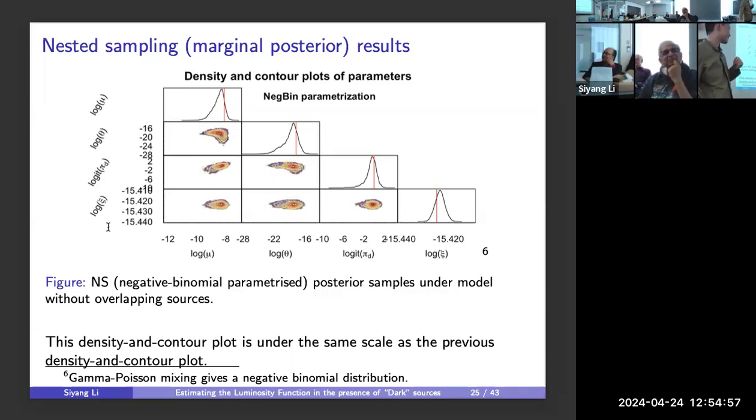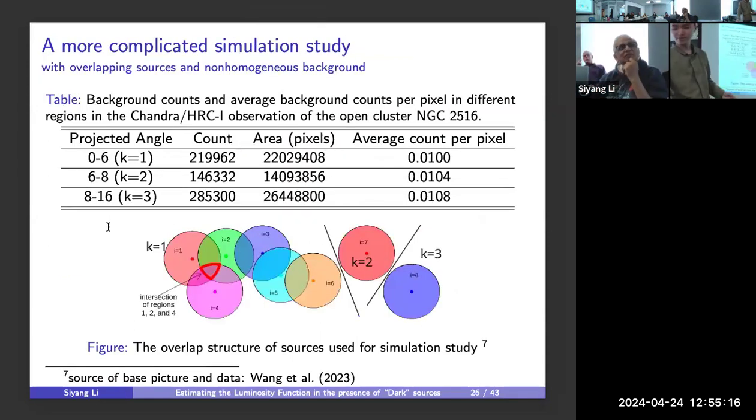Okay, and this plot and the previous density and contour plots are under the same scale. So as we can see, they roughly give us the same story, that they have similar shapes. And then, let's look at... just one second, sorry, on this.